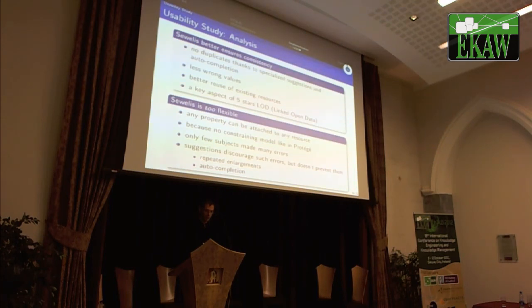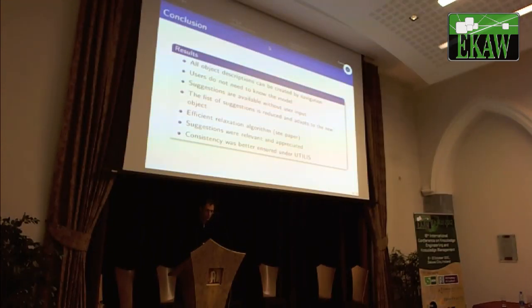So if we do an analysis, I would say that SeeWillis better ensures consistency by avoiding duplicates, by producing fewer wrong values, by favoring a better reuse of existing resources, which is an important aspect of 5-star linked open data. But on the other side, SeeWillis looks somewhat too flexible, in that any property can be attached to any resource, where Protégé would be more cautious and would ensure that a property cannot be attached to the wrong class. So in fact, SeeWillis discourages such errors, but it doesn't make them impossible. And for the subjects who relied a lot on auto-completion, it was easy to make such errors.